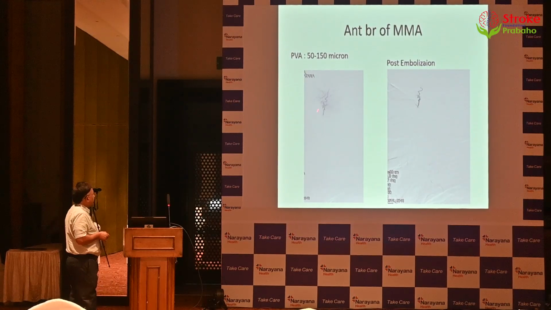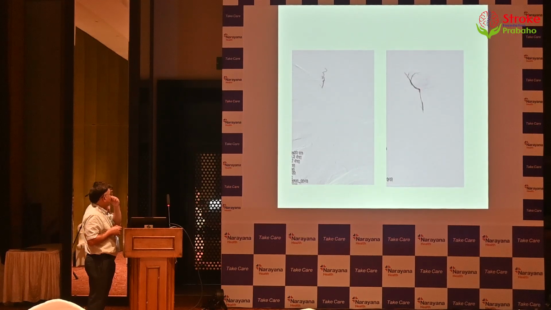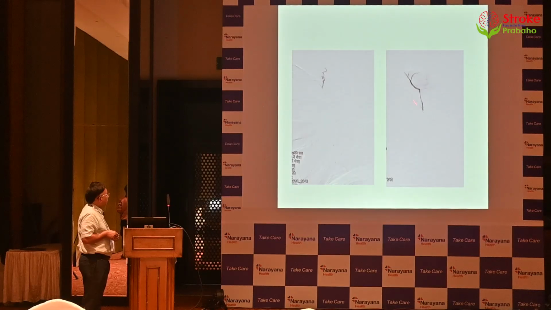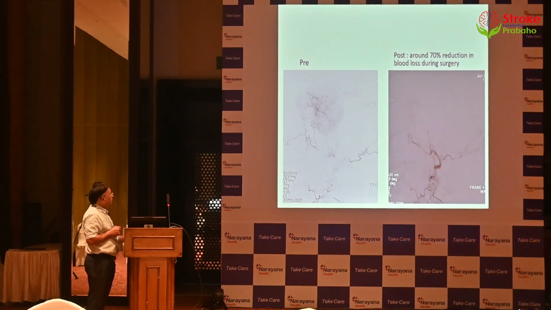So we went through the anterior division. We used particles 50 to 150 micron, and post embolization you can see the artery is almost intact, but this blush has gone. As far as possible, the particles should go into the capillary bed of the tumor rather than occlusion of the vessel. So this is after embolization through the middle meningeal artery. This is the pre and post, and there was a significant reduction in blood loss during surgery.